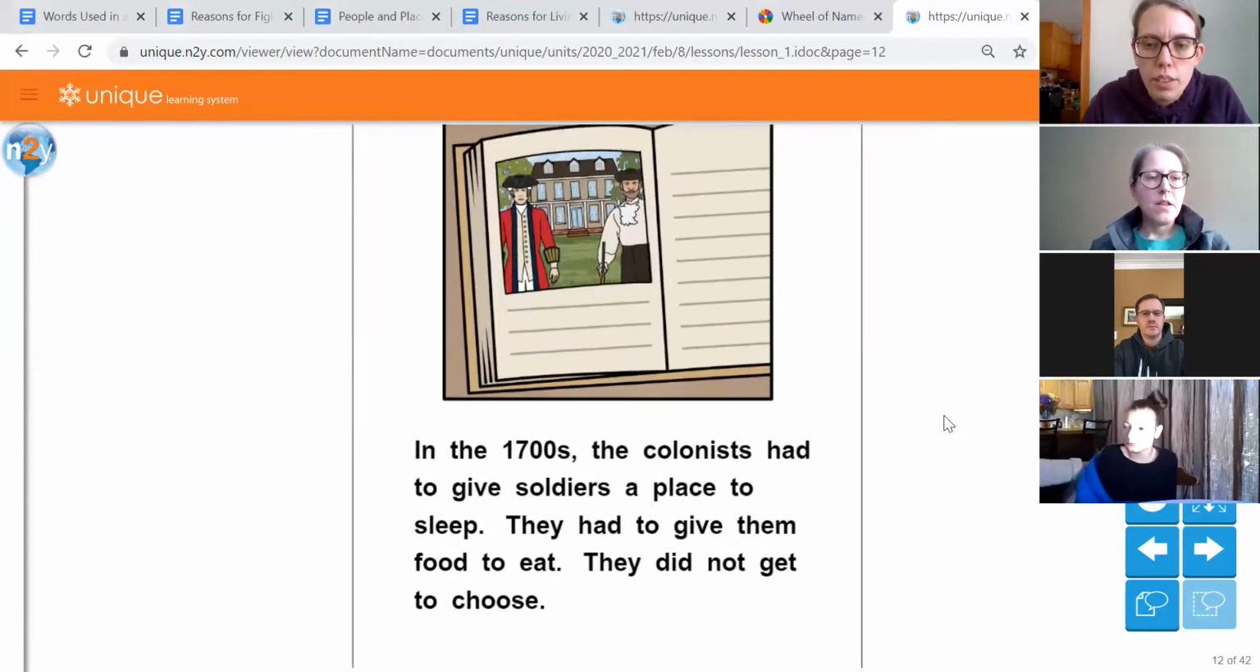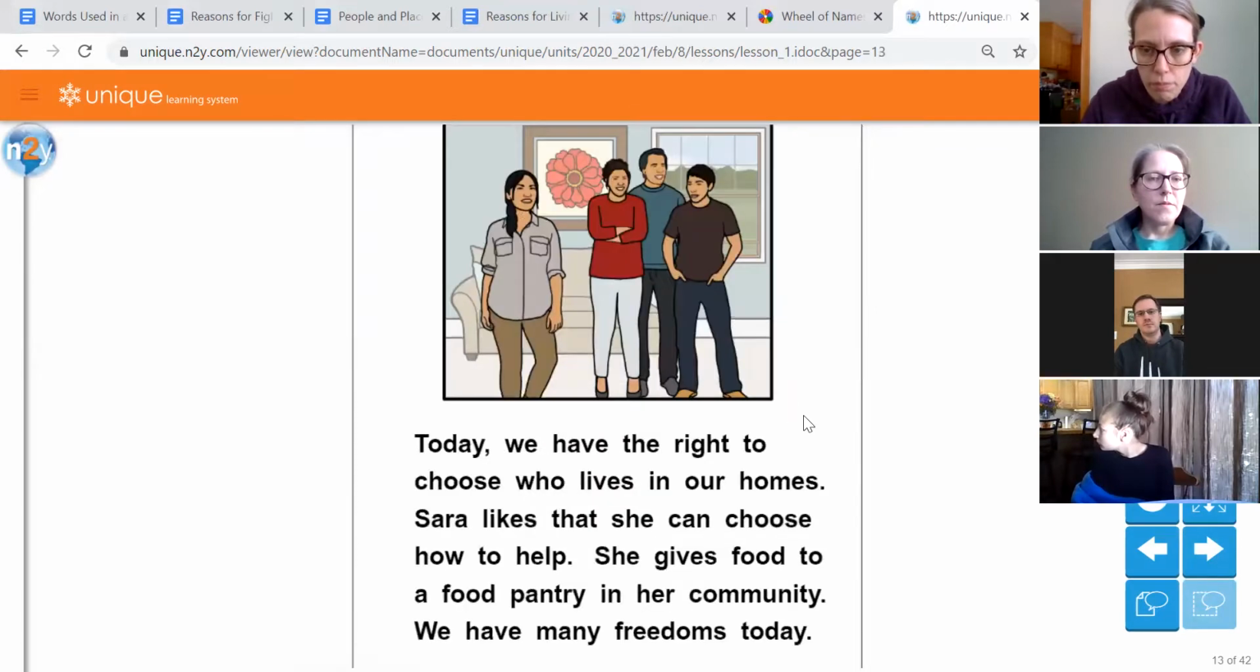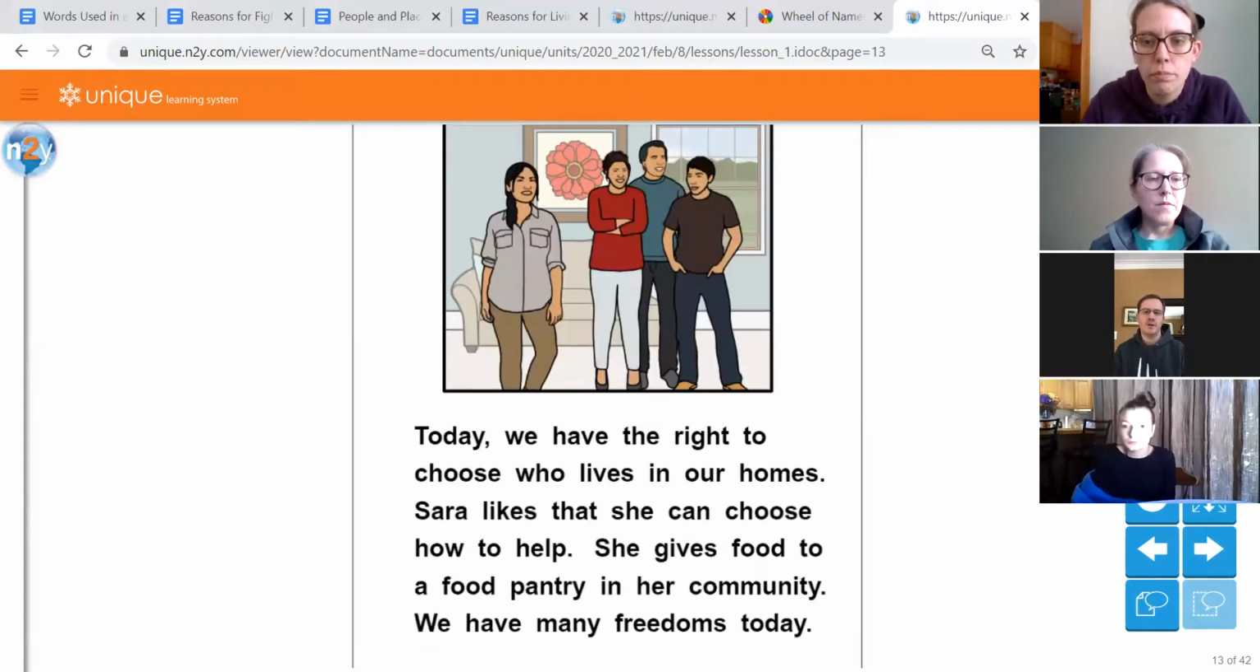In the 1700s, the colonists had to give soldiers a place to sleep. They had to give them food to eat. They did not get to choose. Today, we have the right to choose who lives in our homes. Sarah likes that she can choose how to help. She gives food to a food pantry in her community. We have many freedoms today.